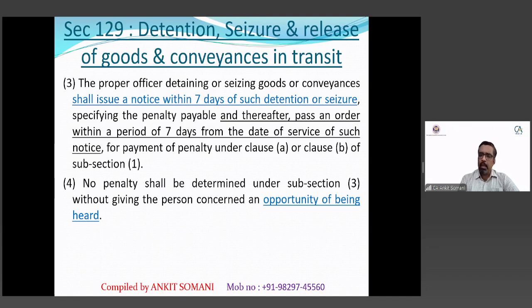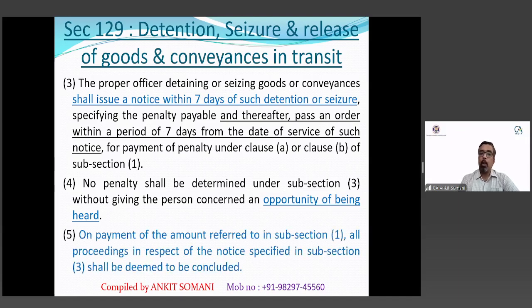Now, there have been many cases whereby only 3 days have been given from the date of issue of notice, and within only 3 days, the order has been passed. Such passing of order is absolutely a violation of the principle of natural justice. And whenever you take the matter to the appellate authority, you are definitely going to get relief in such cases. Subsection 5: on payment of the amount referred to in subsection 1, all proceedings in respect of the notice specified in subsection 3 shall be deemed to have been concluded.